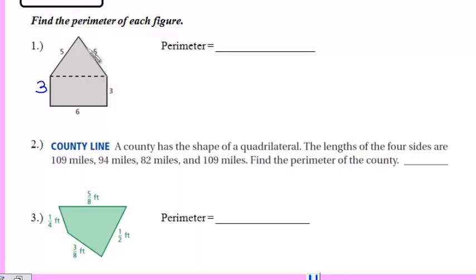So as I work my way around the figure, I've got 5 plus 3 is 8. 8 plus 6 is 14. 14 plus 3 is 17. 17 plus 5 is 22. And again, I'm going to label that with units because there's no label on the figure. Another way to look at this one is to say 5 plus 5 is 10. 3 plus 3 is 6. So you've got 10 plus 6 is 16, plus 6 more is 22.